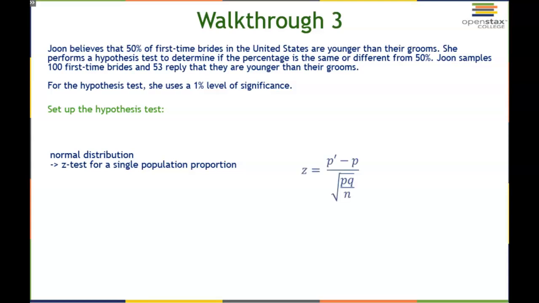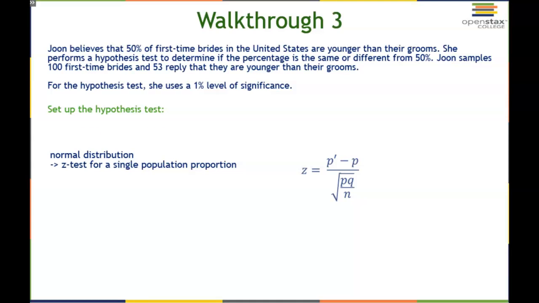Because the z-test for a single proportion is z equals p prime minus p, all divided by the square root of p times q all over n, we're going to need p prime, we're going to need p, we're going to need q, and we're going to need n. Those are the values that we're going to have. There may be more values we'll need to actually calculate these things, but those are the values we need to actually run the test. So let's take these one at a time.